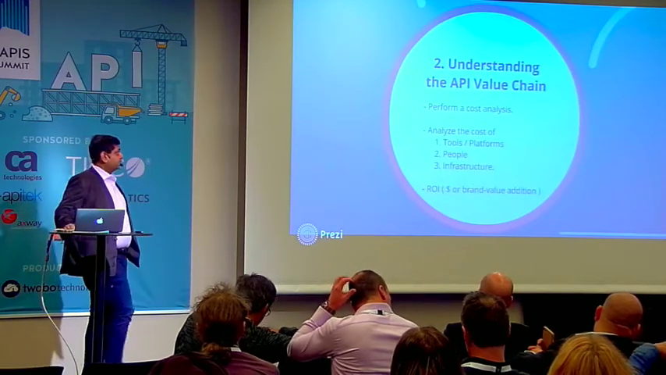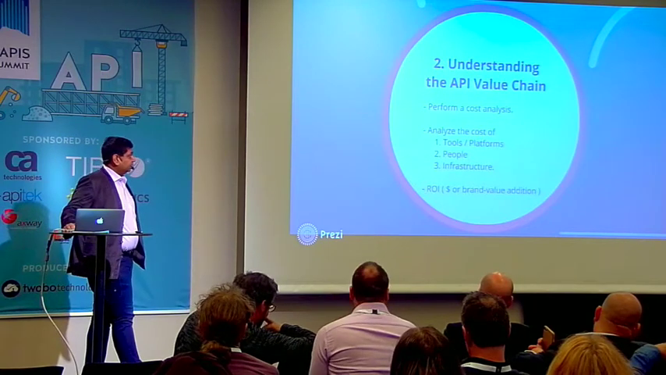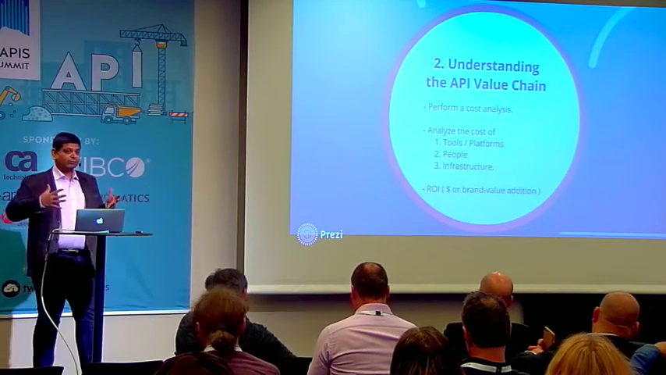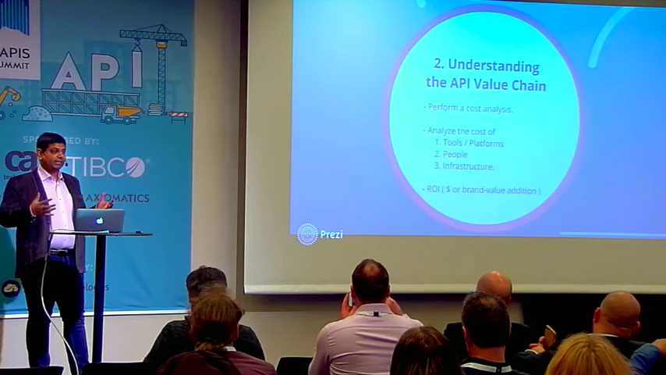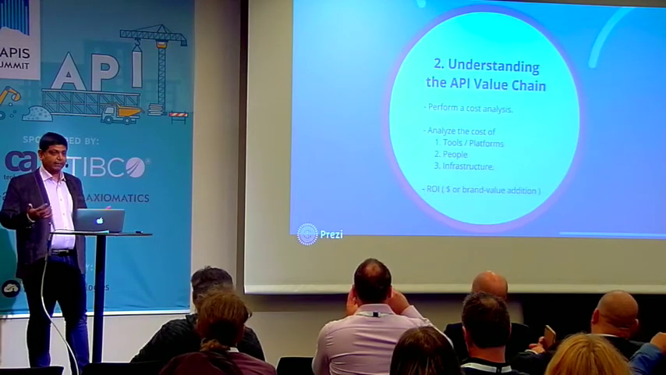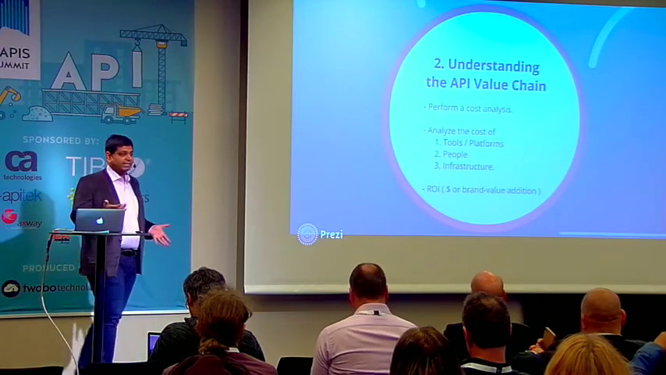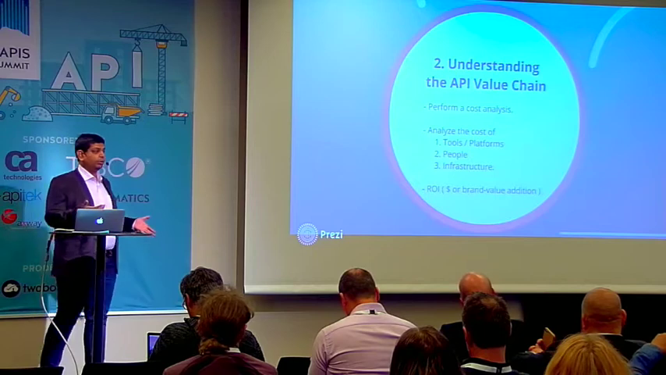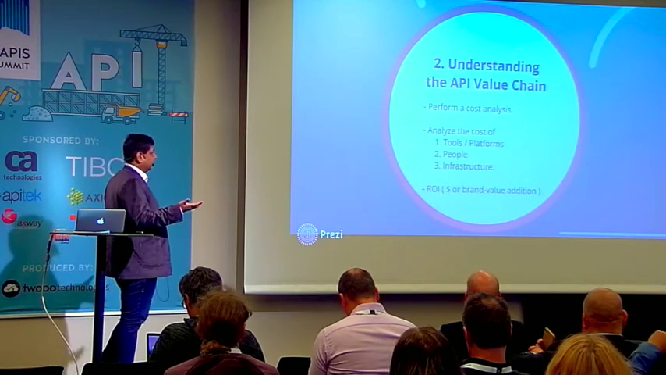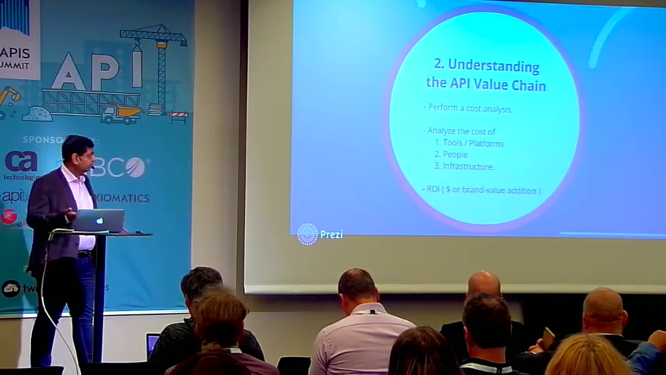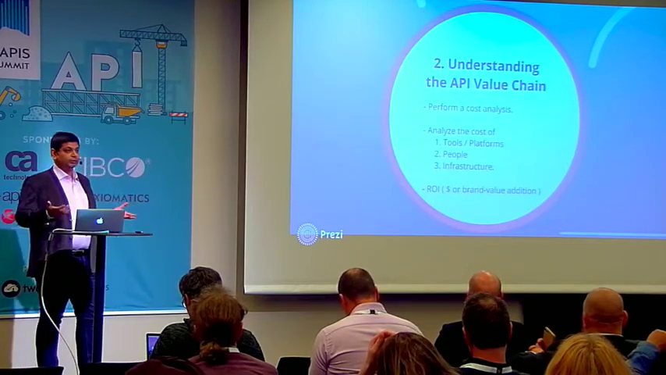Now we come to understanding the API value chain. Now that you have gathered the insight that yes, we do need an API, the next thing is to understand the API value chain. Perform a cost analysis. The cost analysis can be broken down into probably three parts: the tools and platforms that you are going to use, the people who are going to build this API, and the third thing is the infrastructure, whether you're going to invest in this kind of infrastructure. The last thing you need to consider is the return on investment.